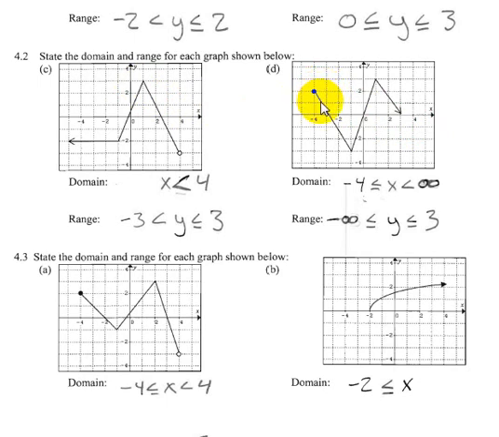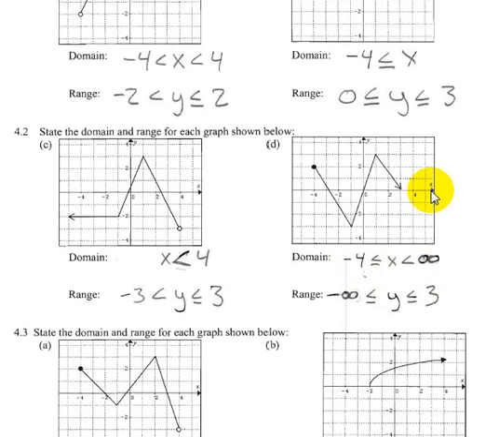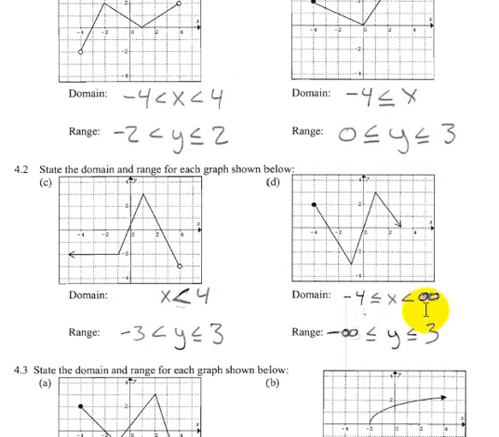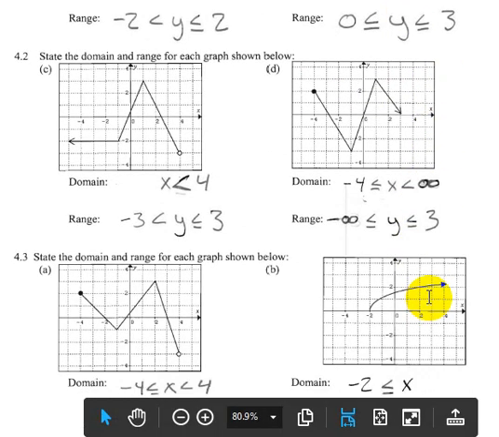I have domain -4, smallest x value, all the way to infinity, since this keeps going, all the way to infinity. So I could have written it just -4 is less than or equal to x, and leave this part off. So you get to see it two different ways. There's one way of doing it and one way of doing it here. Both are acceptable.